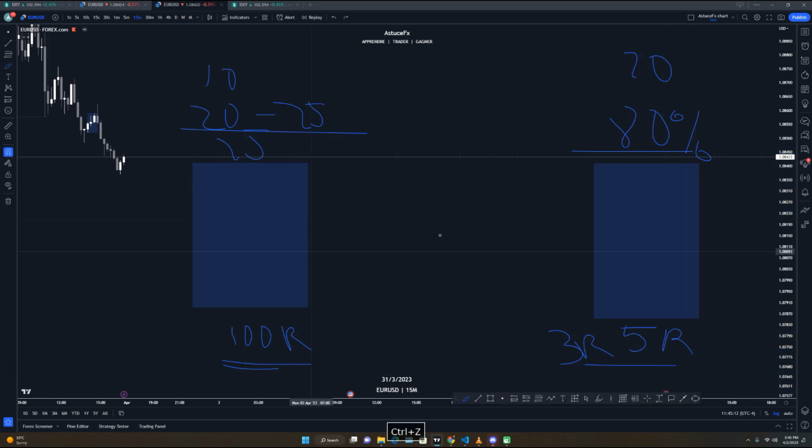So which one are you going for? This is the thing. Which one are you going for? If you are going for ICT, it's fine, there's no problem. If you are going for SMC, it's fine, there's no problem. For me, why do I use both?